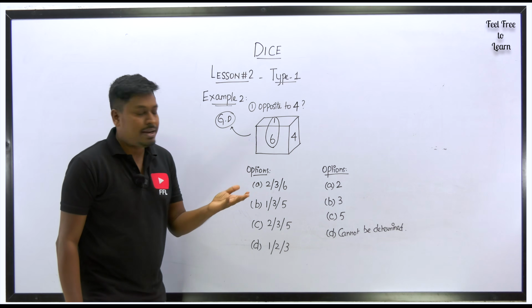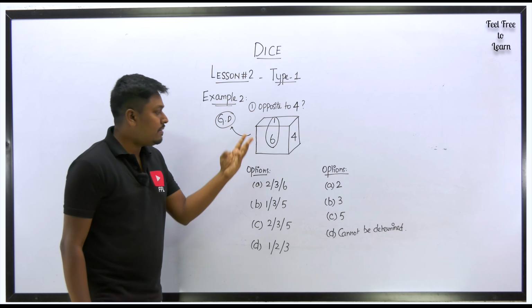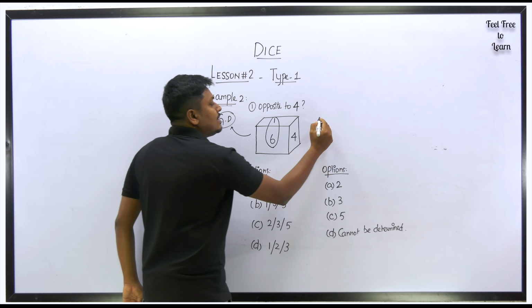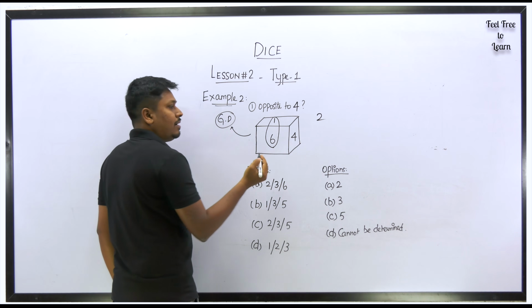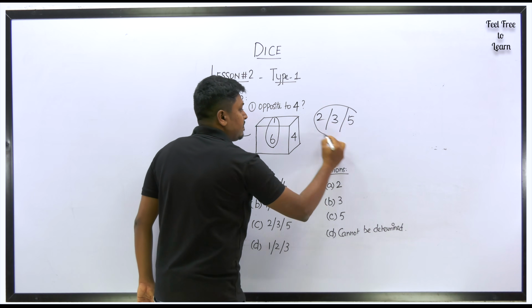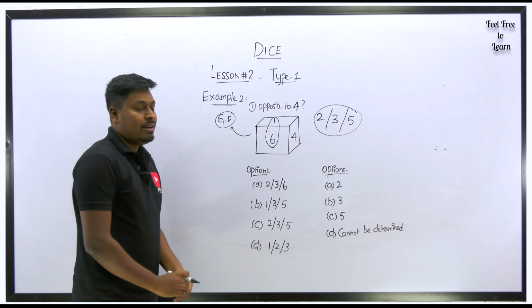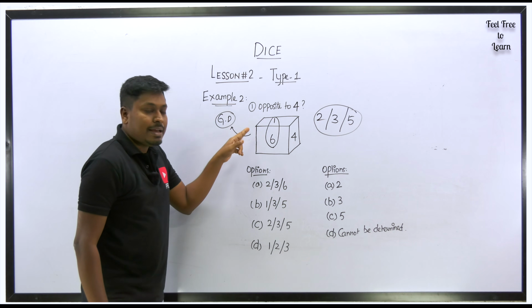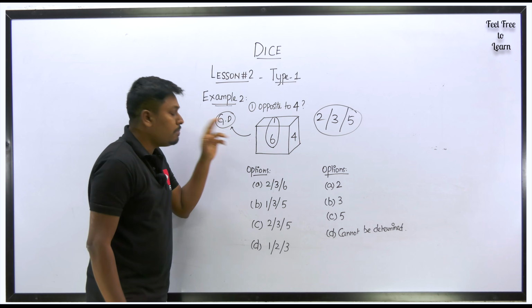What are all the numbers remaining? 2 remaining, 3 remaining, 5 remaining. So the opposite of number 4, there are chances that it can be 2 possible, or else 3 can be possible, or else 5 can be possible. So the answer for this question, opposite to 4 will be either number 2, or number 3, or else number 5.